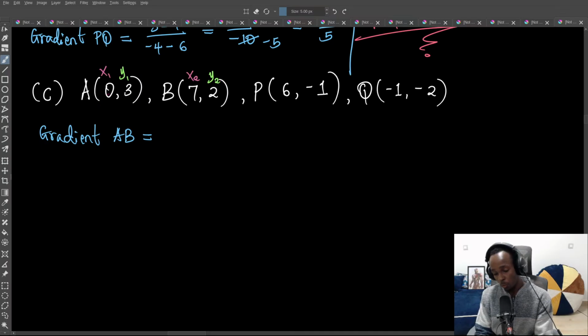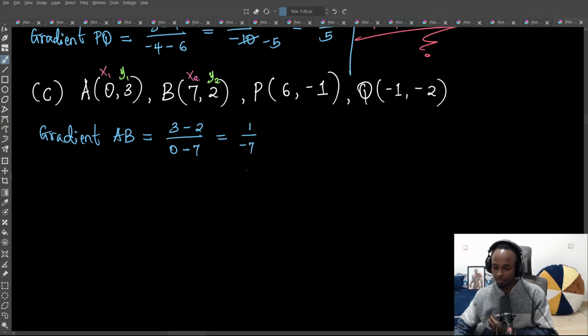So change in y will be y1 minus y2, and that is 3 minus 2, over change in x, and that's going to be x1, 0, minus x2, 7. So 3 minus 2 will give you 1, over 0 minus 7, which will be negative 7. Wait, why did I say 0 minus 7? Oh yeah, the change in the x. Okay, sure. So this is going to be negative 1 over 7.